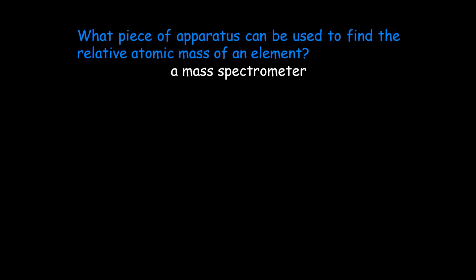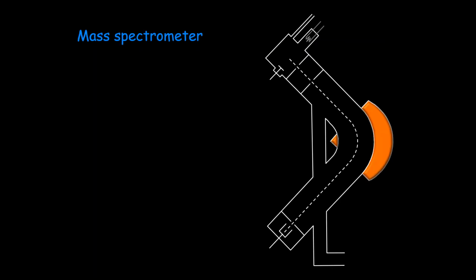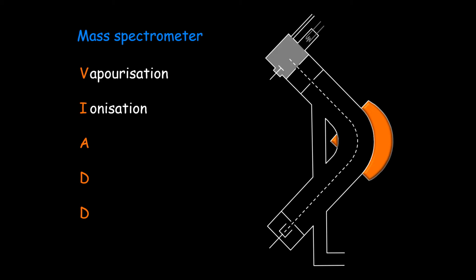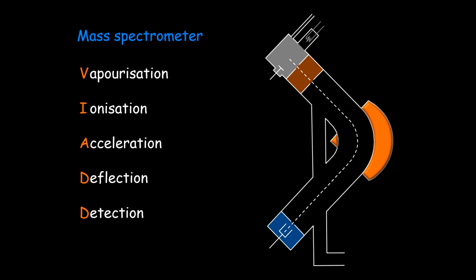The piece of apparatus is going to be the mass spectrometer. Now here's a diagram of a mass spectrometer, and there are 5 processes that have to go on. The first one is that your sample atoms have to be gaseous, so vaporization is the first stage. Then once you've got your gaseous atoms, you have to ionize them. Once you've ionized them to produce 1+ ions, you have to accelerate your 1+ ions. Then you have to deflect your 1+ ions, and then you have to detect your 1+ ions.